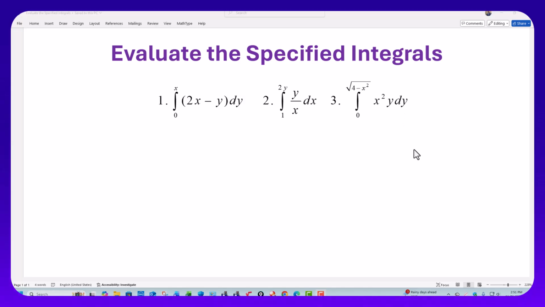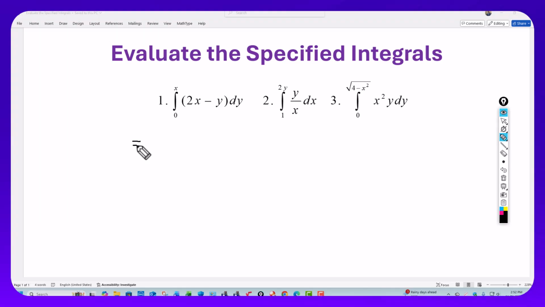Just like with partial derivatives, which we talked about in an earlier video, if you have an expression of several variables and you differentiate with respect to one, the others remain constant. So you treat them like numbers. Same thing with the integration. In this case, in the first one, we have an integral with respect to y. We treat the x as a constant.